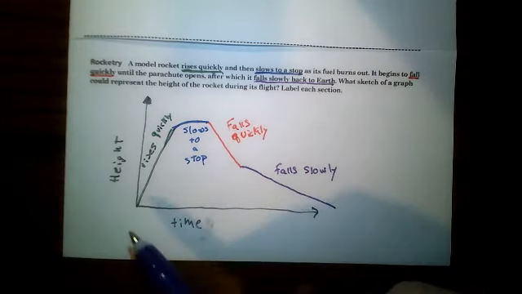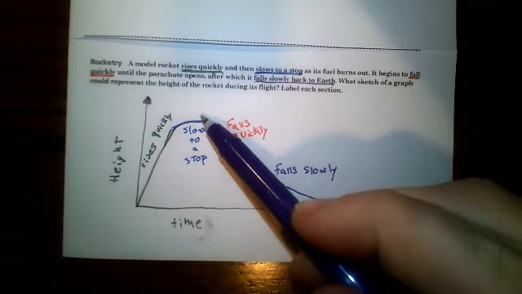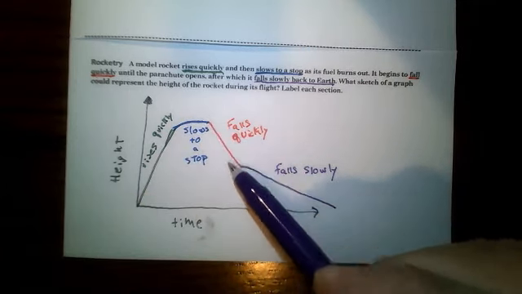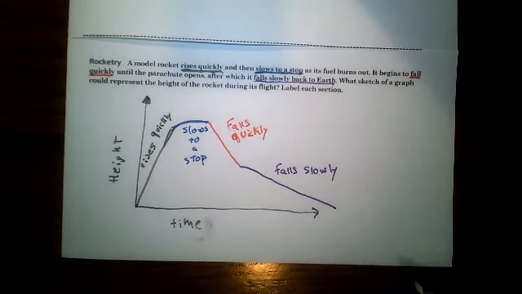So as time goes on, there's that rocket. Rises quickly and starts to slow down because there's no fuel left. And it falls really fast and the parachute opens and goes slowly back to Earth. Okay, and that's how we break down that situation and represent it with different sections on a graph.